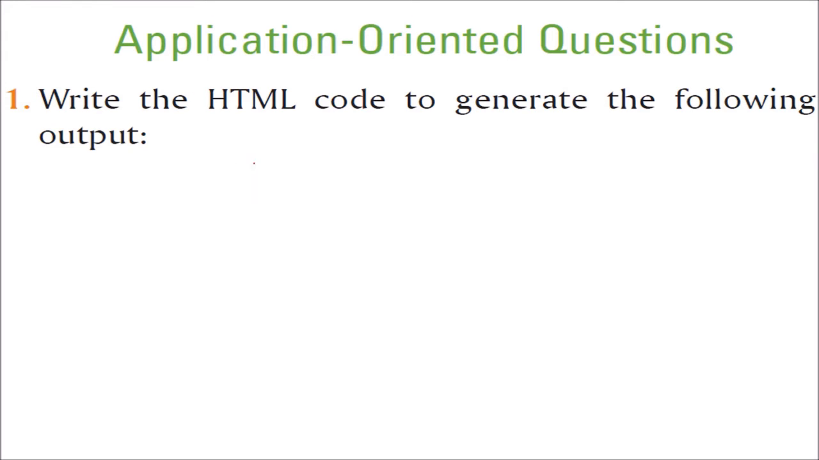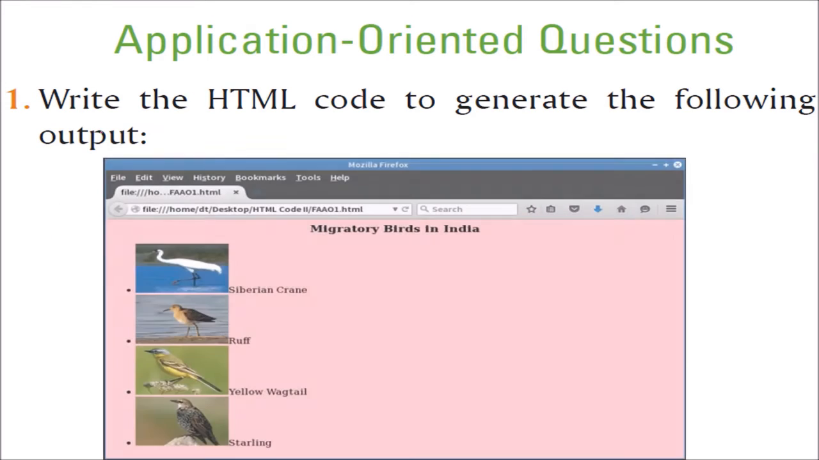Write the HTML code to generate the following output. If you want to make this type of web page, how are you going to make it? First of all, you have to see whether there is any title or not. There is no title, so we'll leave the title. Then this is the content, Some Migratory Birds in India. It is centrally aligned. See, the background is pink, so inside body we have to give pink.